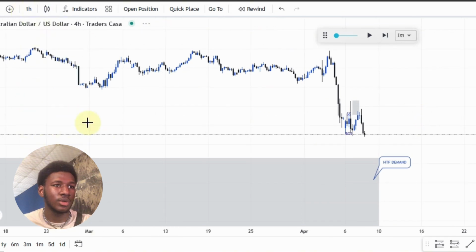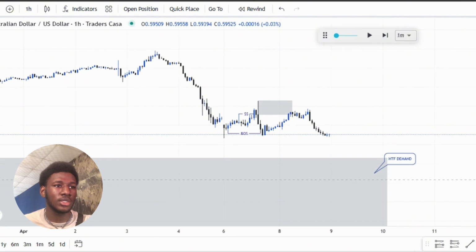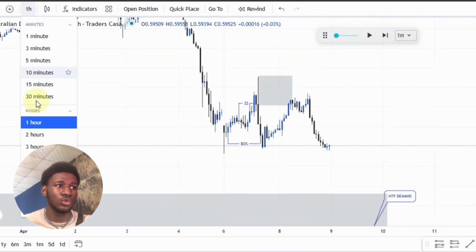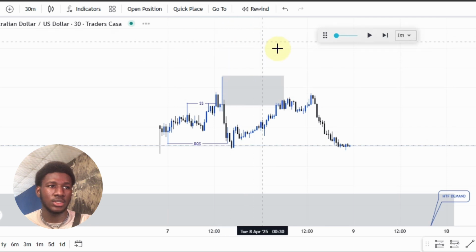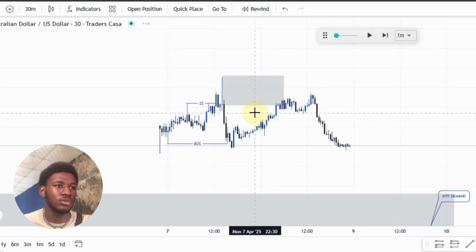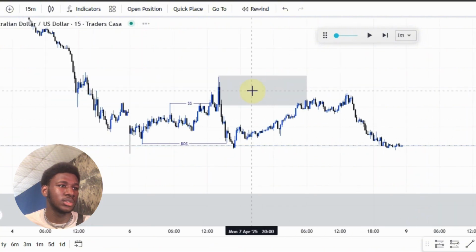So I went to the 1 hour time frame when I was about to take this trade. On the 1 hour time frame, I saw a zone I could trade off, but I didn't take it because it was too large. The stop loss was large as well, and the risk reward wasn't it for me, so I just didn't take that trade. So yeah, this was the first setup.